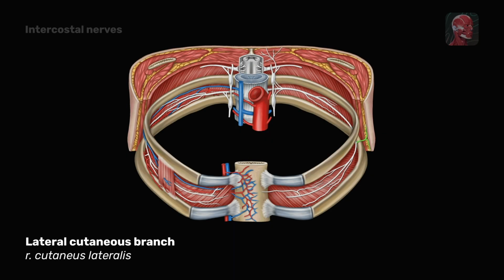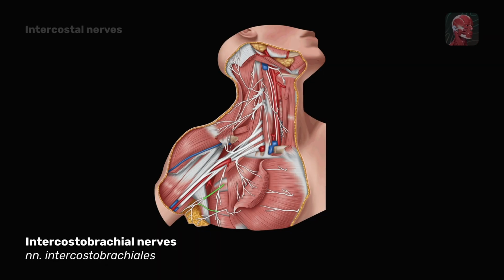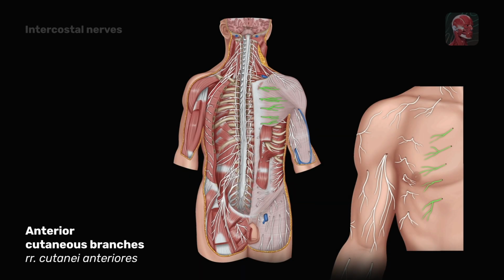Near the mid-axillary line, each of these typical nerves gives rise to the lateral cutaneous branch, which then divides into an anterior and posterior division. The lateral cutaneous branches of the 2nd and 3rd intercostal nerves are connected to the medial cutaneous nerve of the arm and are called intercostobrachial nerves. At the anterior chest wall, close to the sternum, the 3rd to the 6th intercostal nerves pass forward and pierce the muscles to become anterior cutaneous branches. They supply the skin of the anterior thoracic wall.